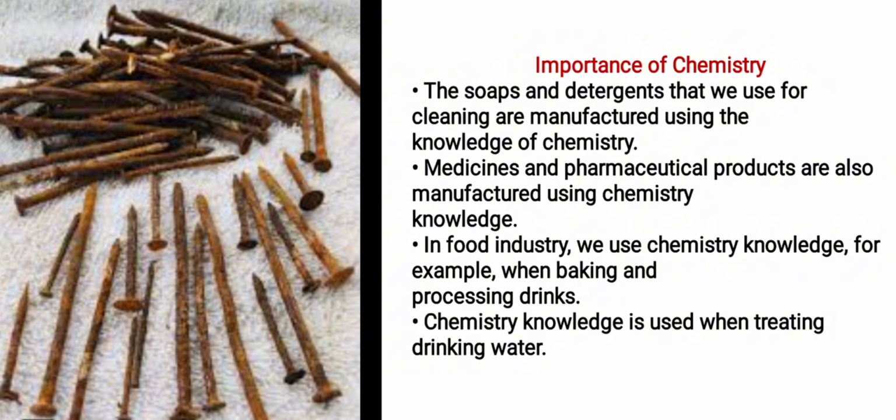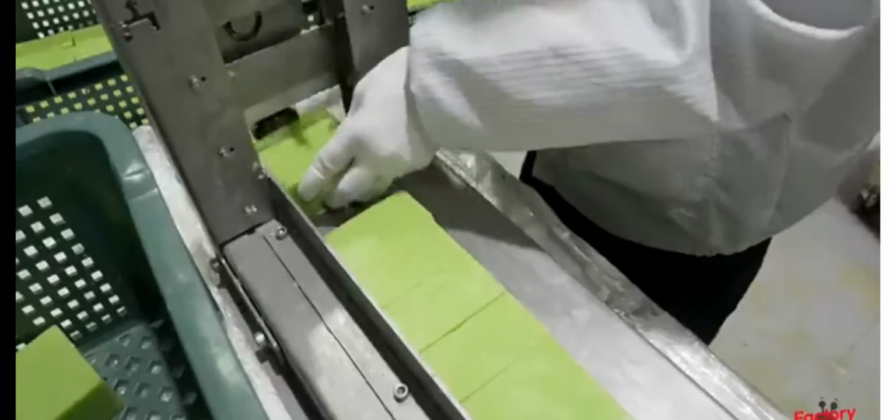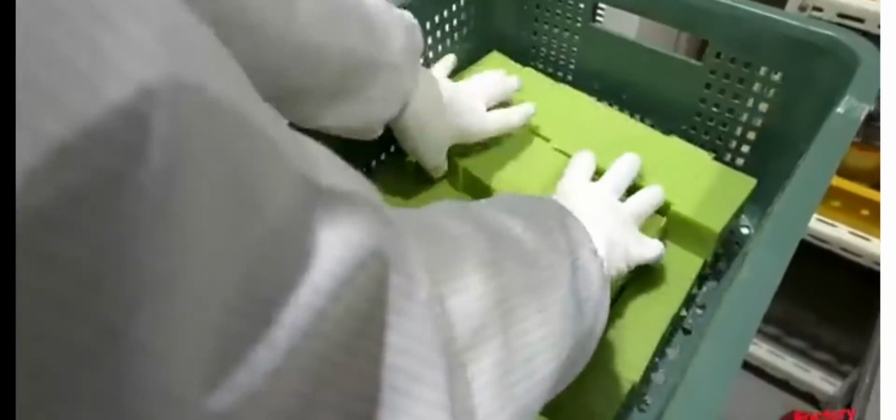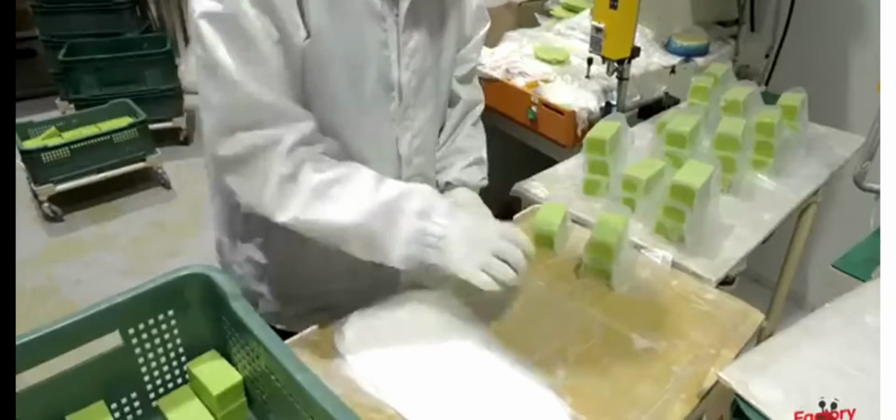Why is chemistry important? Chemistry is important because the knowledge of chemistry is used in the manufacturing of soaps and detergents. You as an individual probably use soap every day. Imagine without chemistry, you probably can't use soap, you can't have detergents. And you know how useful soap or detergent is to a human being.